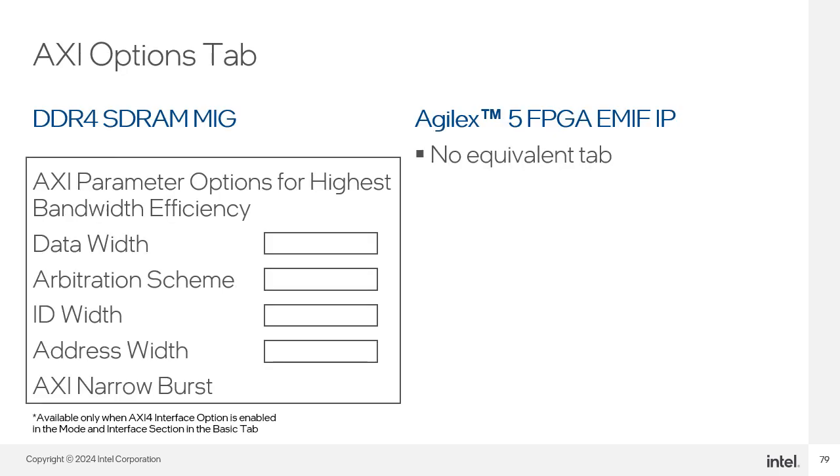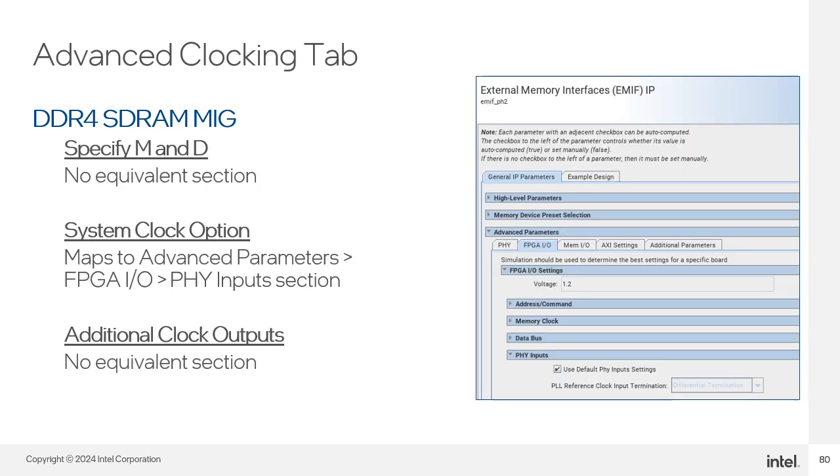In DDR4 SDRAM MIG, this AXI Options tab appears when you enable the AXI interface option in the Basic tab. In Agilex 5 EMIF IP, there is no equivalent tab. In the Advanced Clocking tab, the M&D section allows you to calculate the reference input clock frequency if you do not like the default frequency provided for the MIG. Agilex 5 FPGA EMIF IP does not provide this functionality.